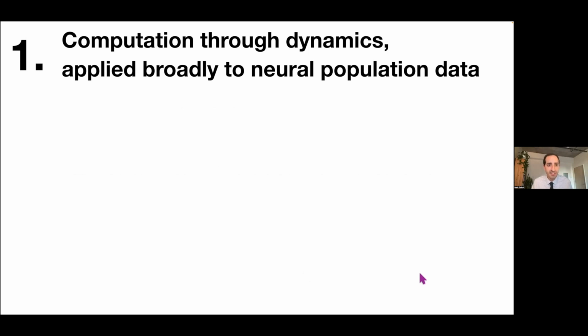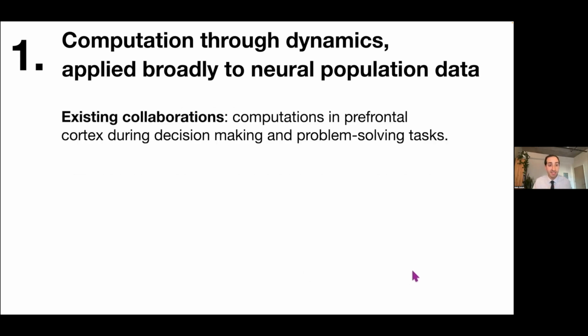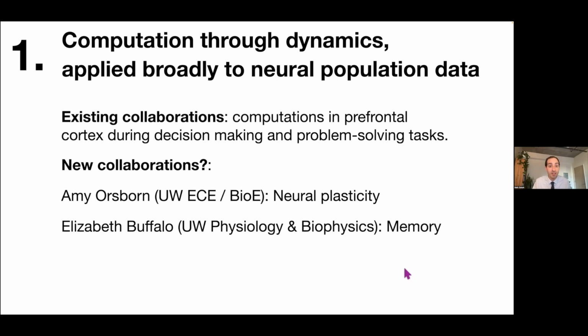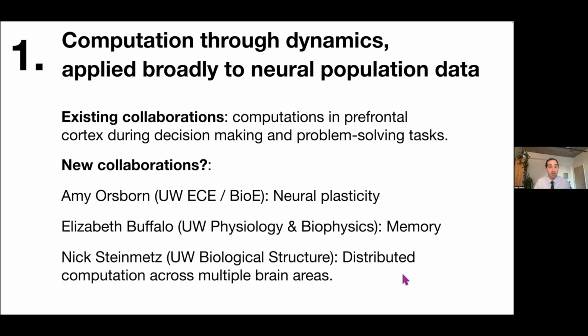So first, I'll be really unleashing this computation through dynamics framework broadly across many real neural population data sets. I've only recently developed these computation through dynamics techniques, and so far I've mostly just vetted them on synthetic data. And now it's prime time to take these fresh new tools to discover computations performed by many different neural populations all over the brain. So I have some existing collaborations in place to look at computations in prefrontal cortex during decision-making and problem-solving tasks. And I'd also be interested in creating new collaborations across UW, maybe with Amy Osborne to study computations for neuroplasticity, or Elizabeth Buffalo to study computations related to memory, or with Nick Steinmetz to study distributed computation across brain areas. And there are many others in this space at UW.